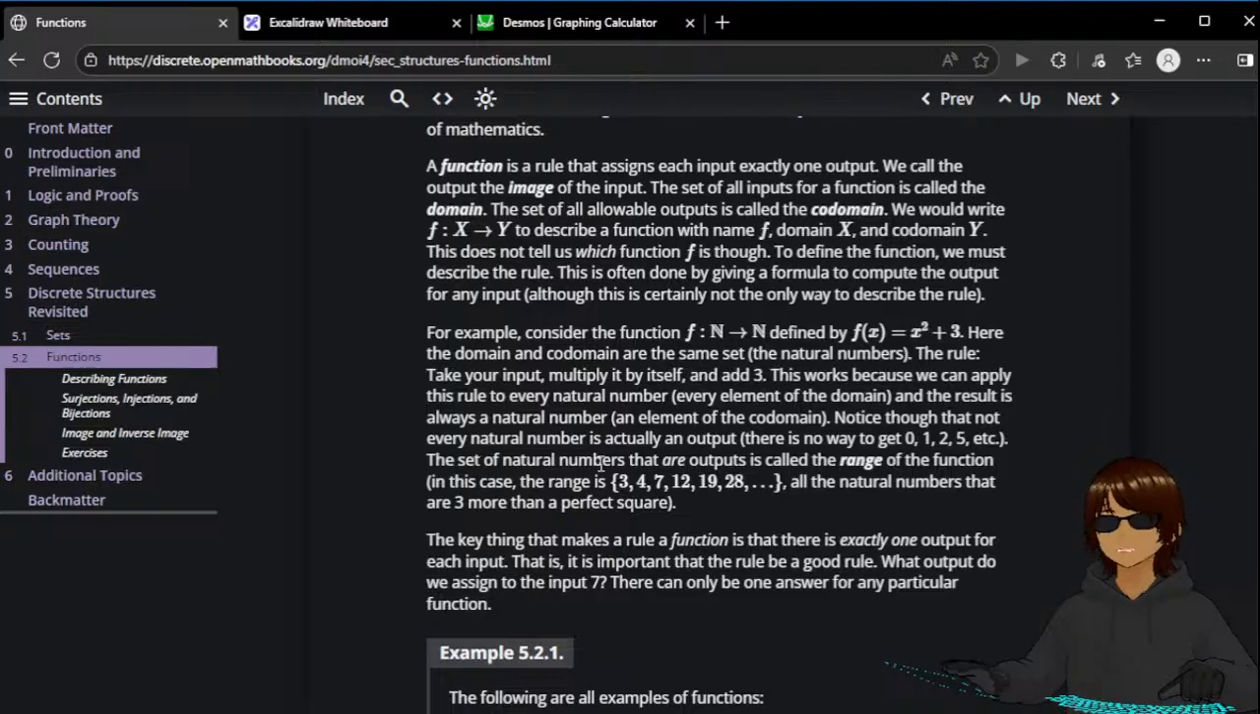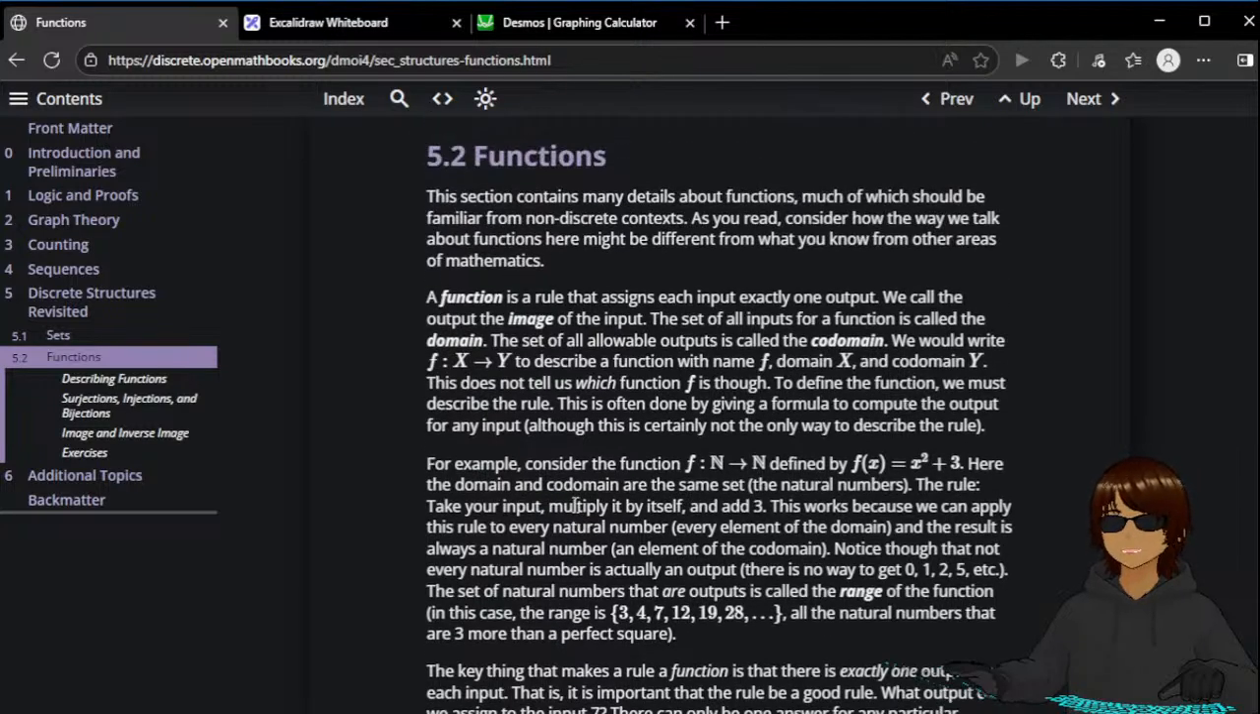The set of natural numbers that are outputs is called the range of the function. In this case, the range is 3, 4, 7, 12, 19, 28, all the natural numbers that are 3 more than a perfect square. Is it fair to say that a codomain is any superset of the range?